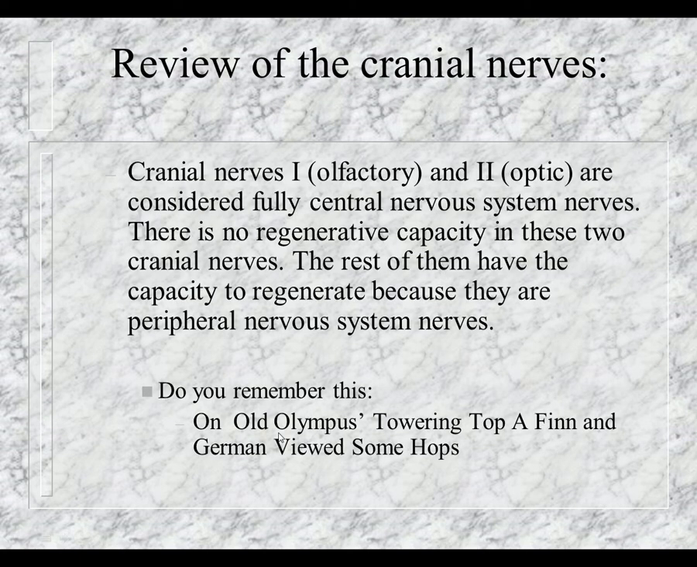Oh, your favorite. Review the cranial nerves. Cranial nerve number 1, olfactory, and 2, optic, hopefully those sounded real familiar, are our central nervous system nerves. That means they have no regenerative capacity. The rest of them have capacity to regenerate because they're peripheral nervous system nerves. There's a mnemonic, "On Old Olympus Towering Top, A Finn And German Viewed Some Hops." That's a way to remember, and I know there's some other one out there, but I'm not familiar with that one.